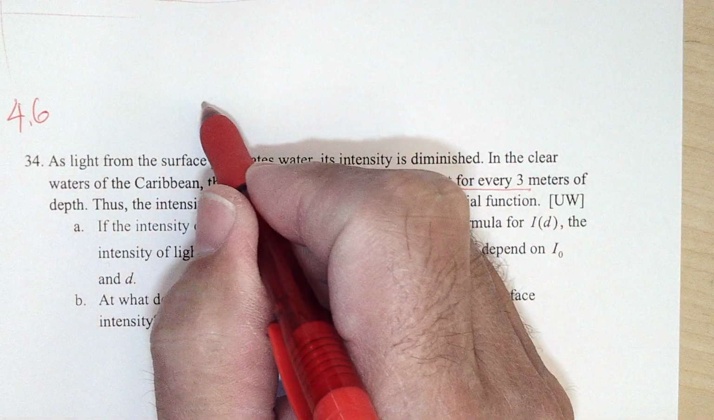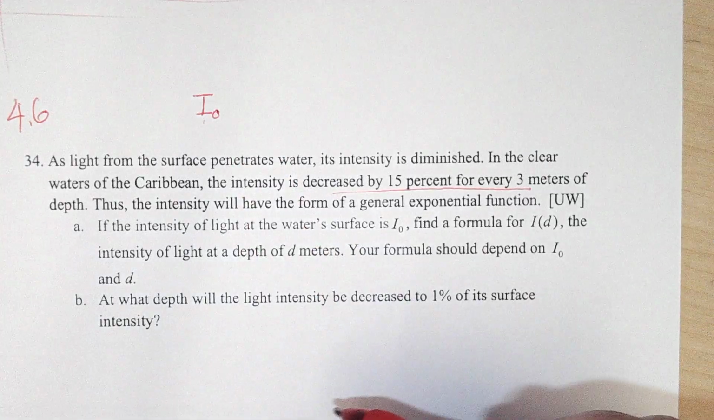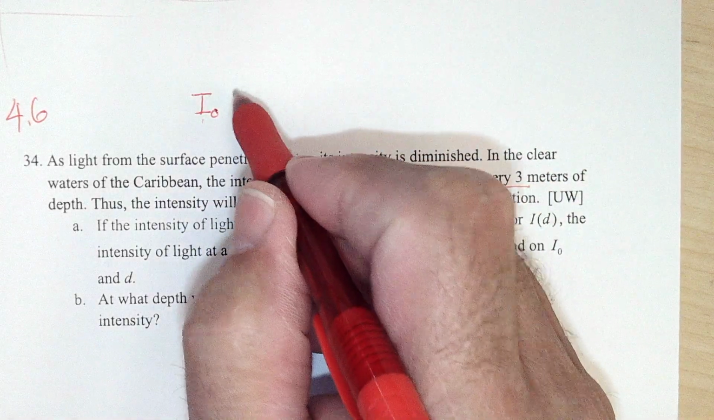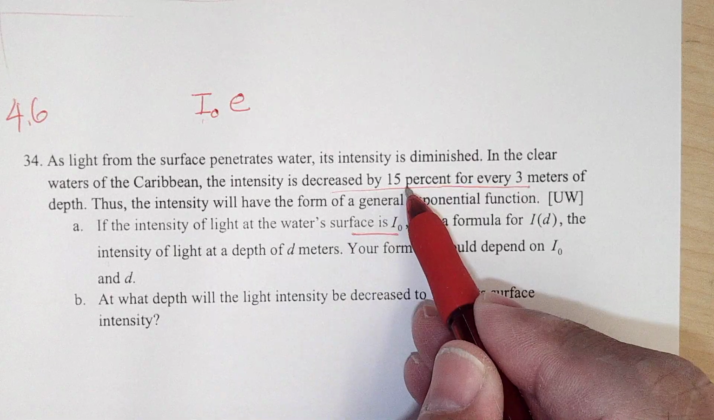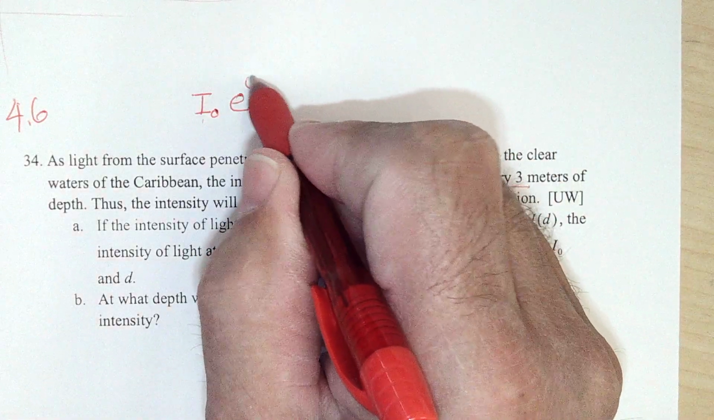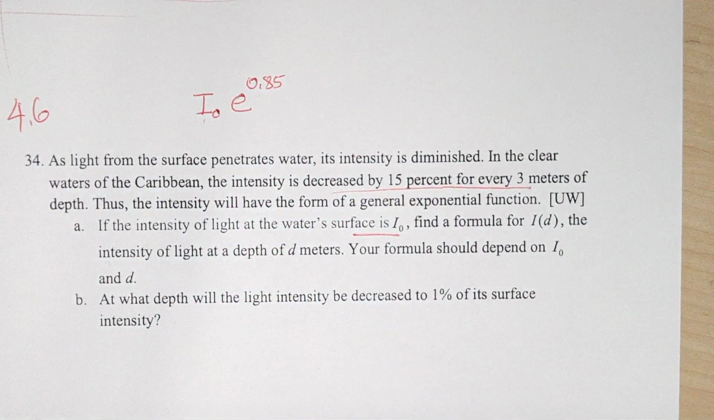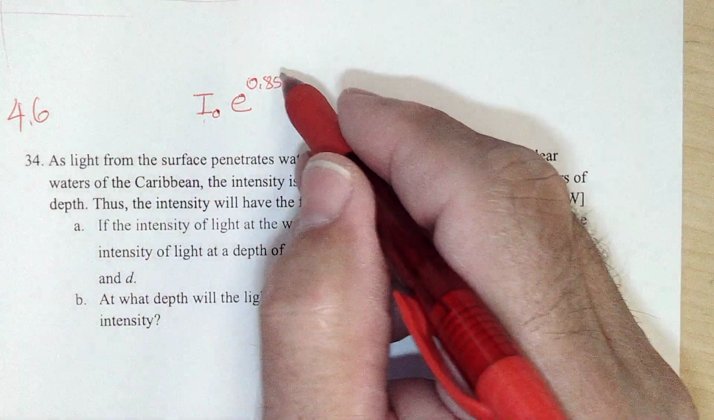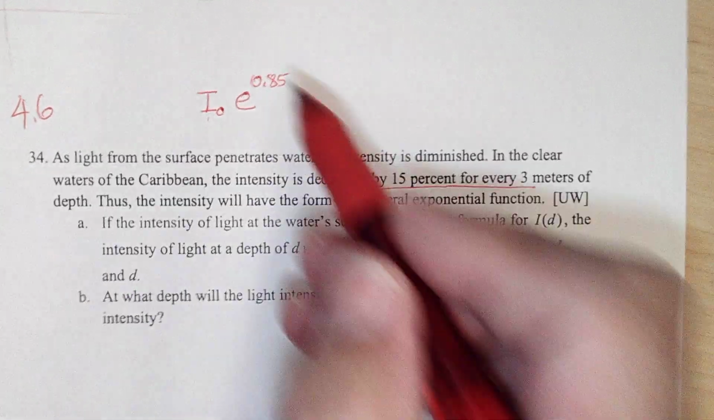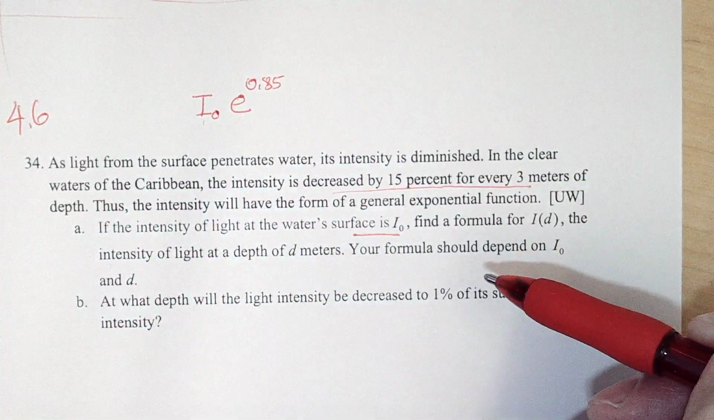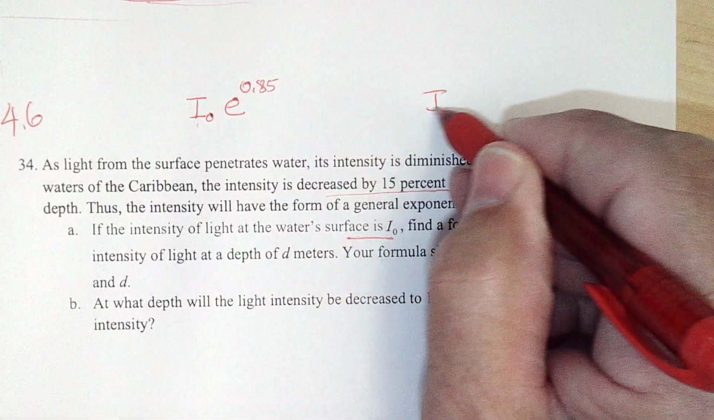So to write this, it's going to be the intensity at the surface, I0, the starting intensity, will decrease e to the, it loses 15%, so it keeps 85%, so 0.85 to the, okay, there's actually a good question here whether we're doing continuously decreasing or decreasing every 3 meters. So it could be written, I'm going to write it both ways.